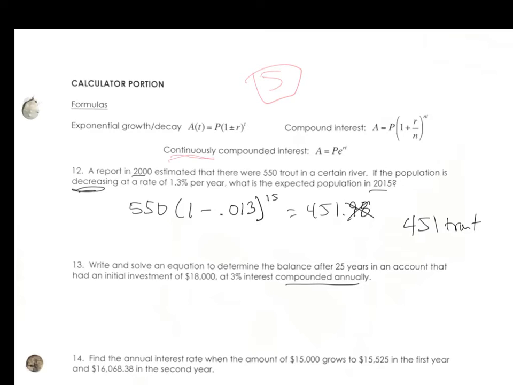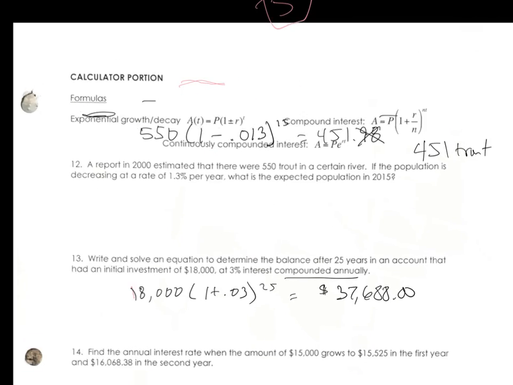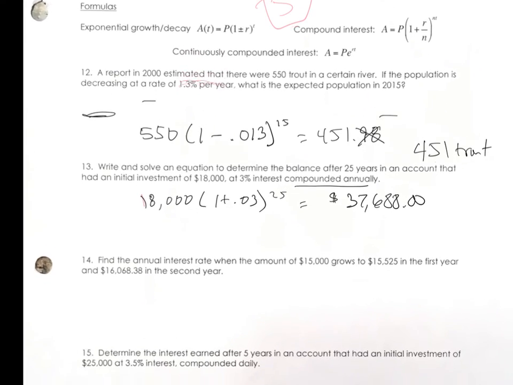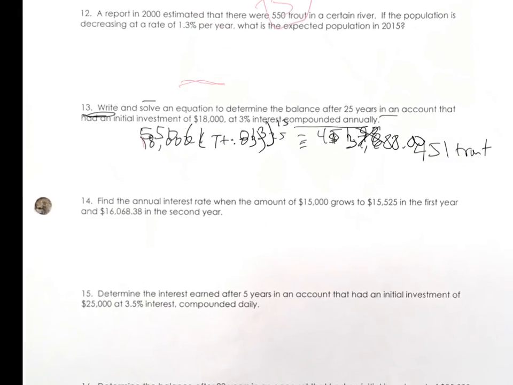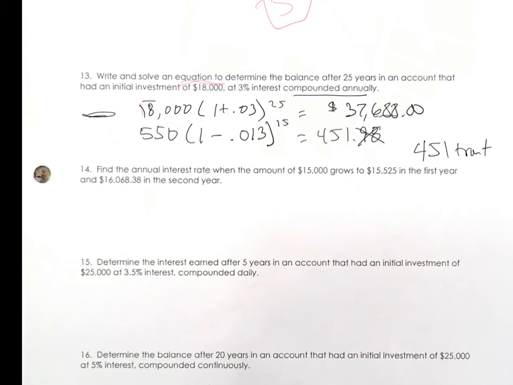So we're going to have the initial, or the principal, as 18,000 times 1 plus 0.03, and we're dealing with 25 years. Remember, this is money. Please label it as such. $37,688. I was afraid of that. Somehow, that problem is going to float around out there. Sorry about that. My trouts are swimming.